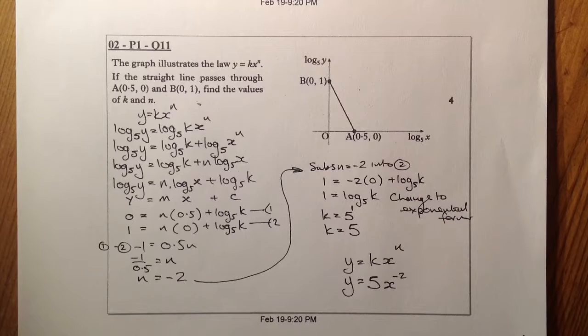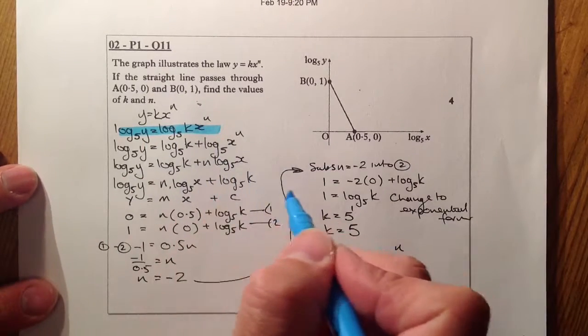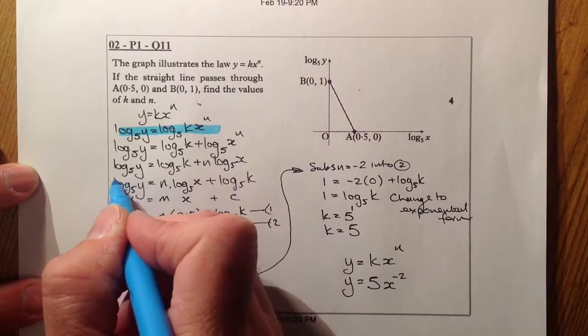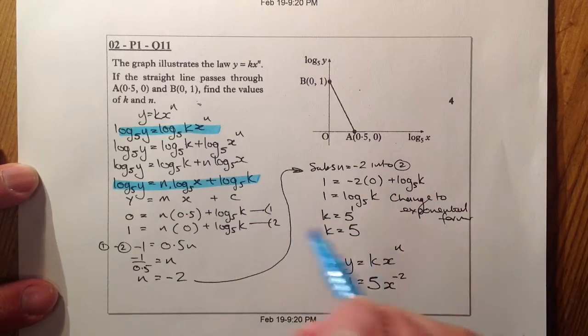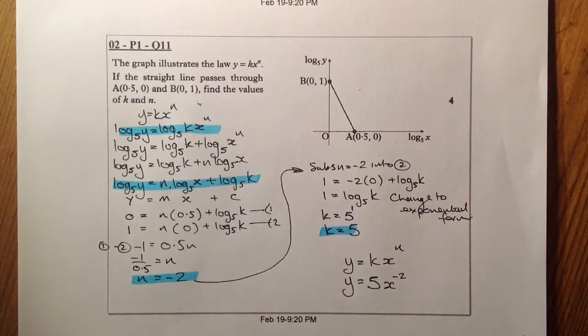So for marking this one, we get 1 mark for taking the logs of both sides. I'll get 1 mark for getting the equation into the form of a straight line. I'm going to get a mark for getting the n value, and a mark for getting k is equal to 5. Okay, so 4 marks for this question.